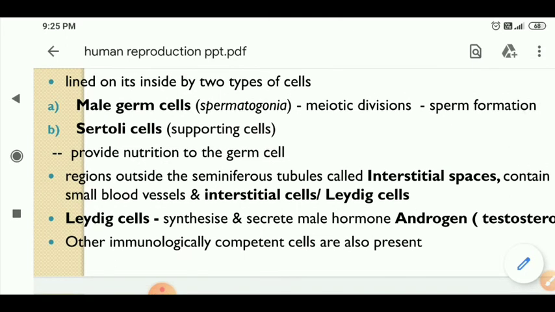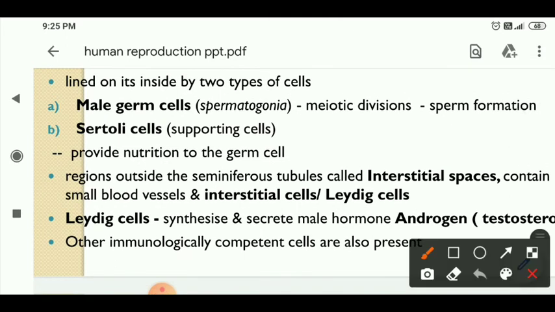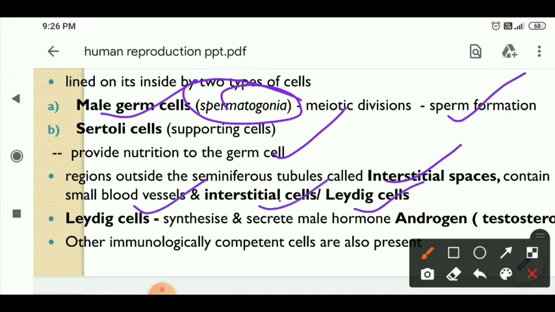Okay, so what are the two main types of cells of the seminiferous tubules? One is the germ cells, the spermatogonia, responsible for sperm formation. The other is Sertoli cells, responsible for nourishment. The region outside the seminiferous tubules is called the interstitial space, which has small blood vessels, interstitial cells and Leydig cells. Leydig cells synthesize the male hormone testosterone, and other immunologically competent cells are also present inside the seminiferous tubules. Okay.